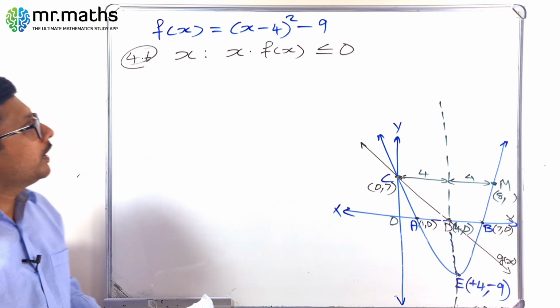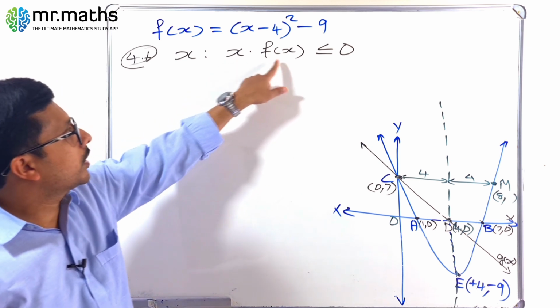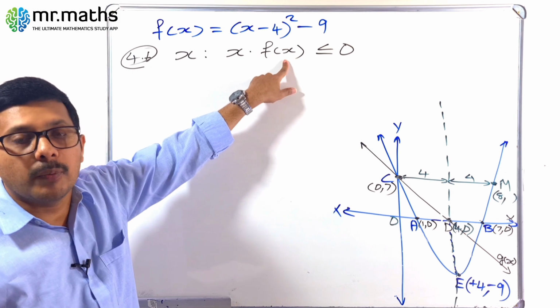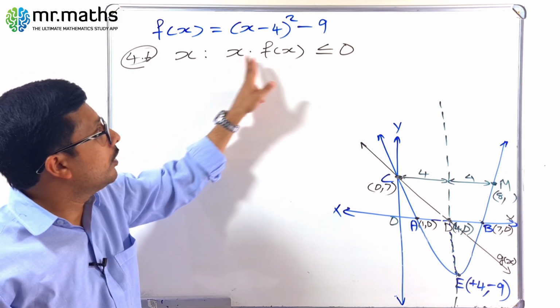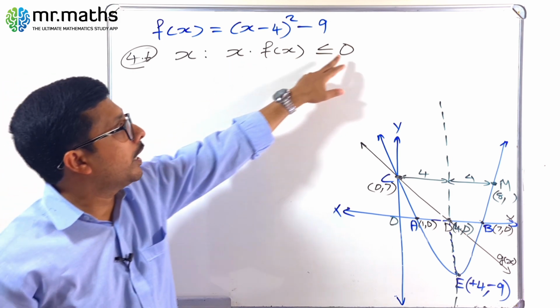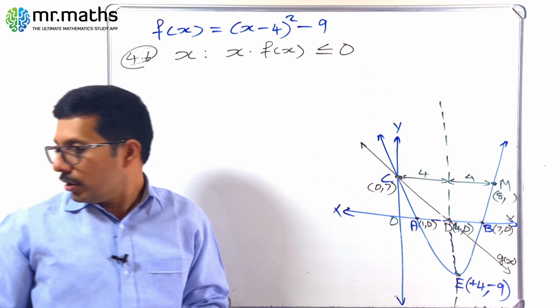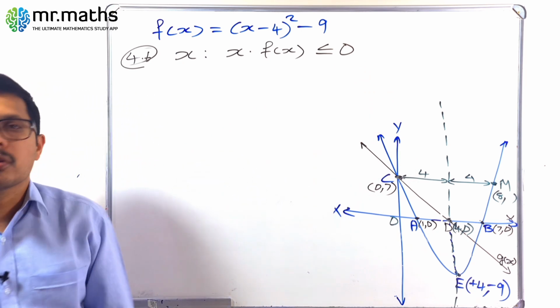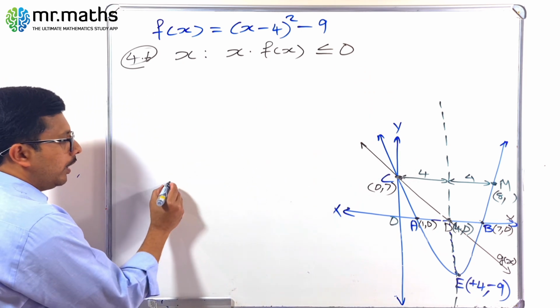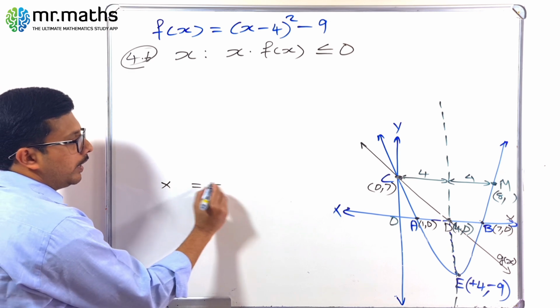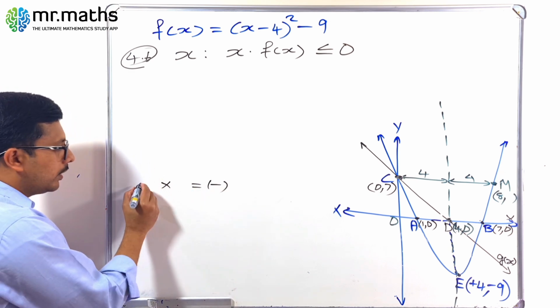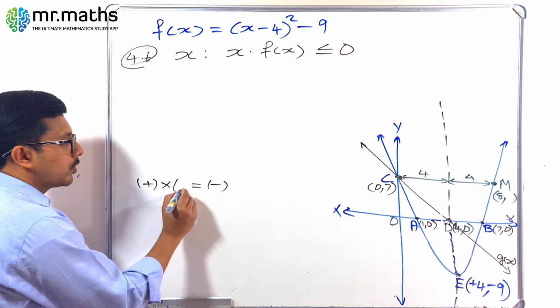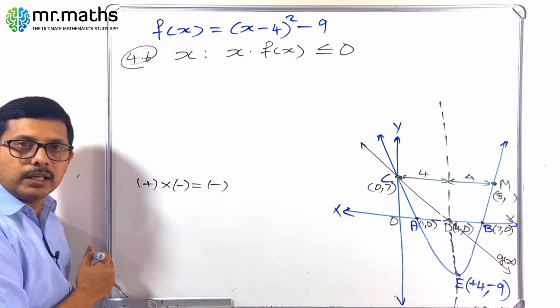So here two things are multiplied, x and f of x, and the answer is negative. When two numbers or two functions multiply and the answer is negative, it means that either the first one is positive and the second one is negative.